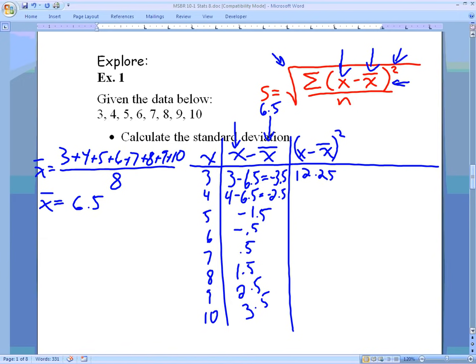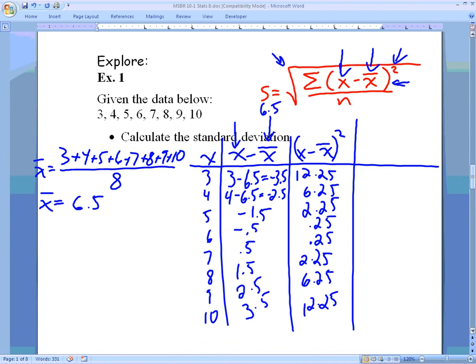Then I'm going to take negative 2.5 squared, and I get 6.25. And then 1.5 squared gives me 2.25. 0.5 squared gives me 0.25. Again, the positive versions will be the same. And 2.25 and 6.25, and then finally 12.25.